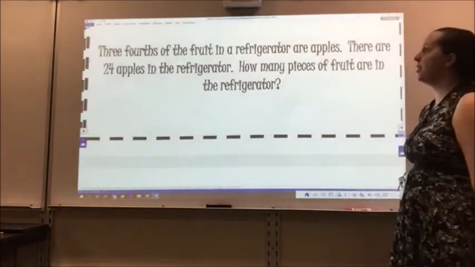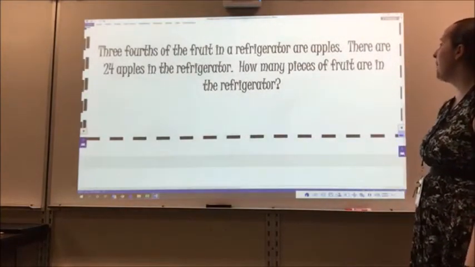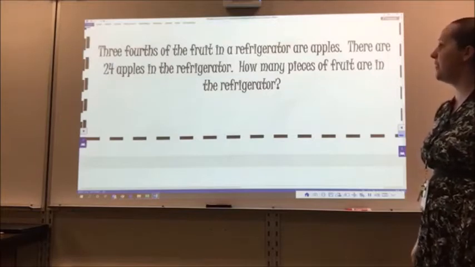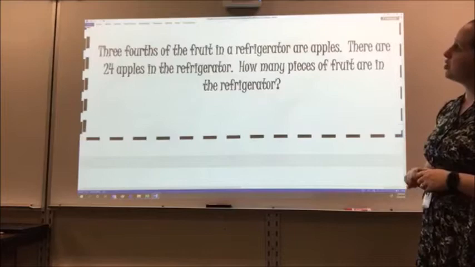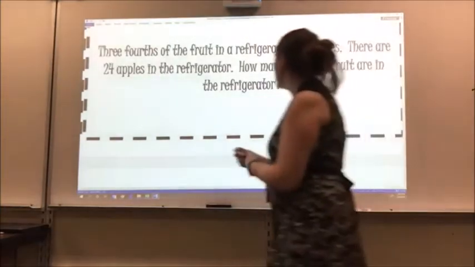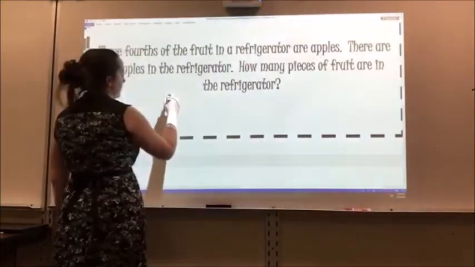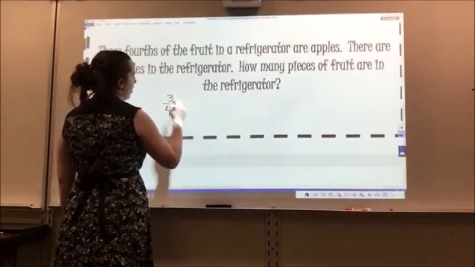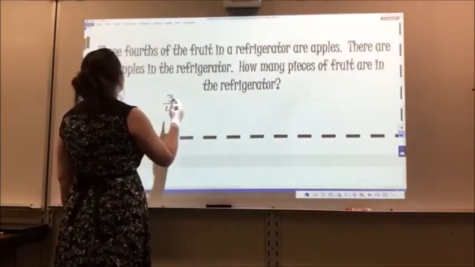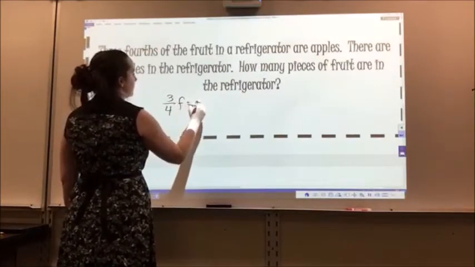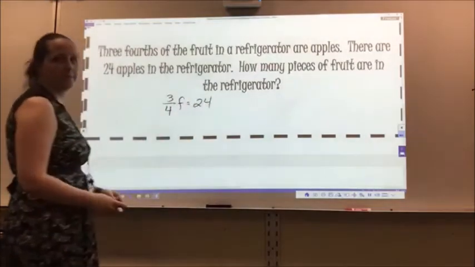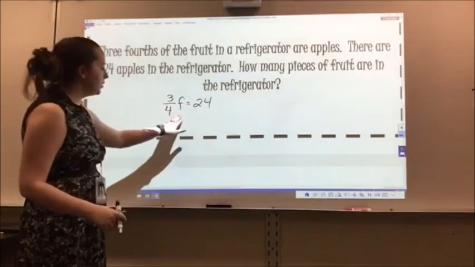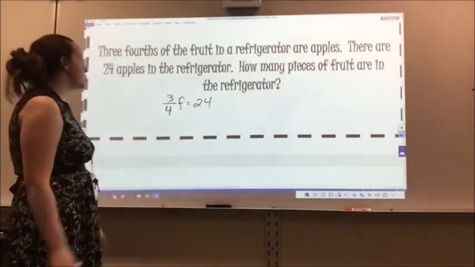Alright, 3/4 of the fruit in the refrigerator are apples. There are 24 apples in the refrigerator. How many pieces of fruit are in the fridge? So 3/4 of all the fruit are apples. I know that there are 24 apples, so that is my equation. 3/4 of the fruit equals the apples, which is 24.